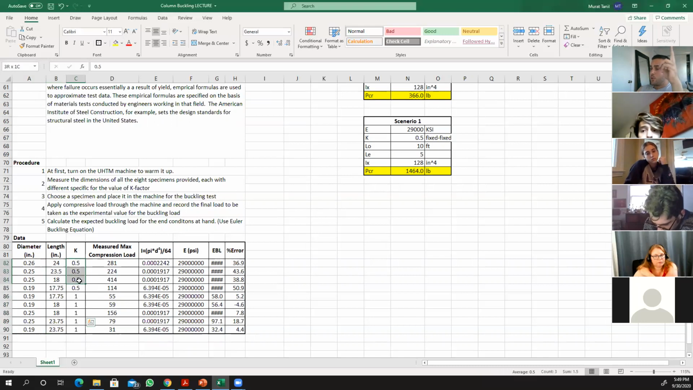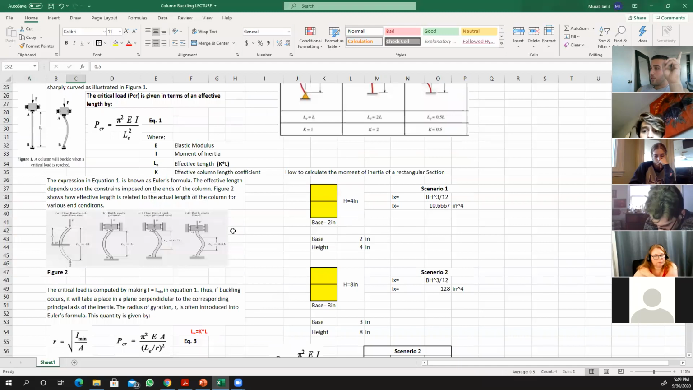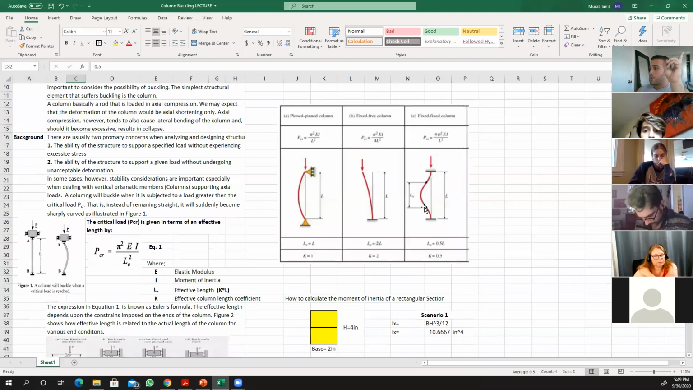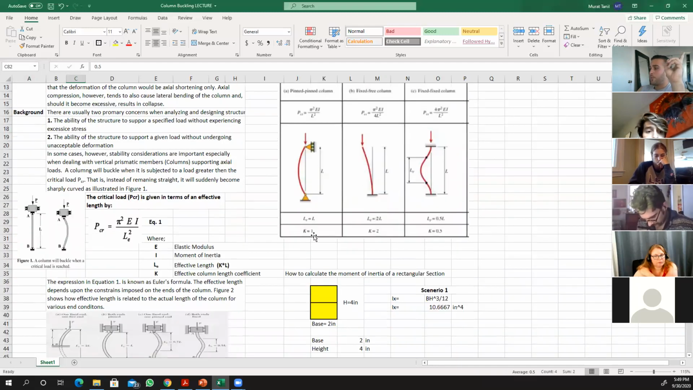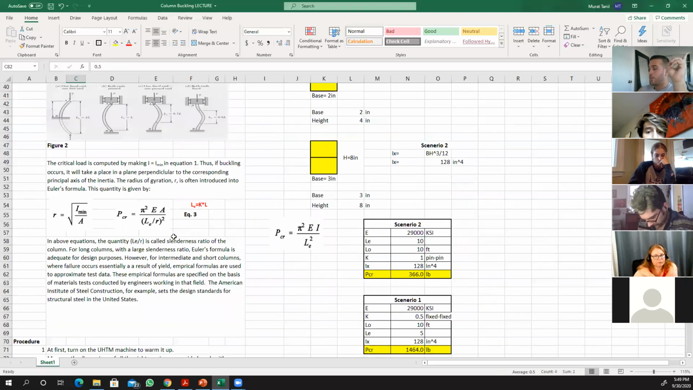Like I said, we're going to look at only 2 different kinds of connections. First one was the pin. In this case, K is 1, and you have fixed. K is 0.5.